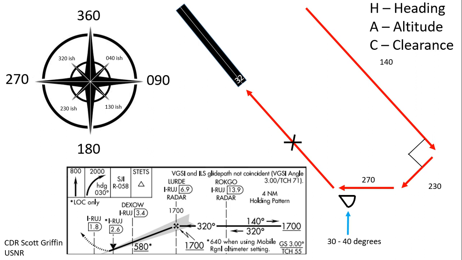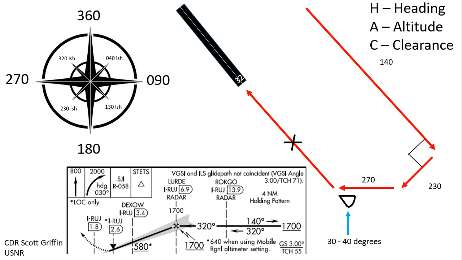Red Knight 123, Mobile Approach, turn right heading of 140, climb maintain 1,700. Red Knight 123, turn right heading 230. Red Knight 123, turn right heading 270, maintain 1,700 till established, cleared for the ILS runway 32 approach, Mobile Downtown.